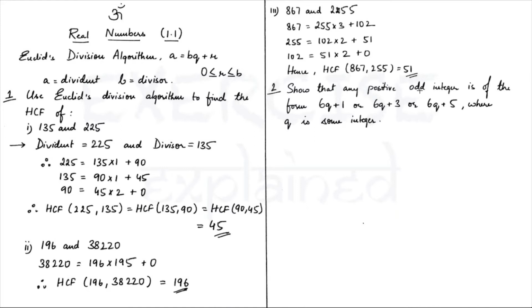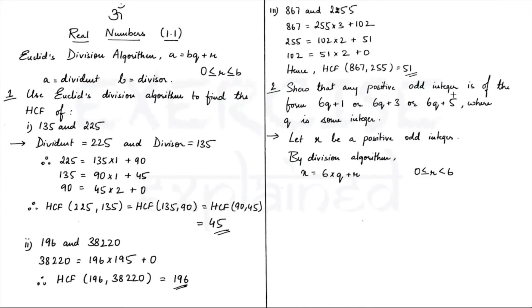Now the second question is pretty important and gets repeated. Show that any positive odd integer is of the form 6q plus 1 or 6q plus 3 or 6q plus 5, where q is some integer. So in this we'll take some x to be a positive odd integer. Now x can be written as 6 into q plus r. This is by Euclid's division algorithm, that is dividend is equal to divisor into quotient plus remainder.